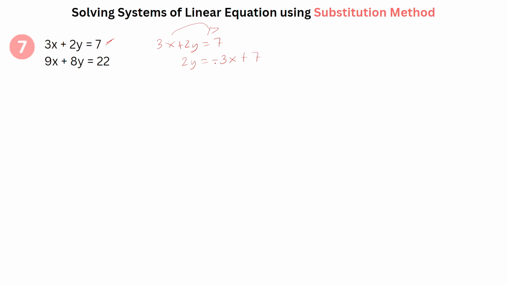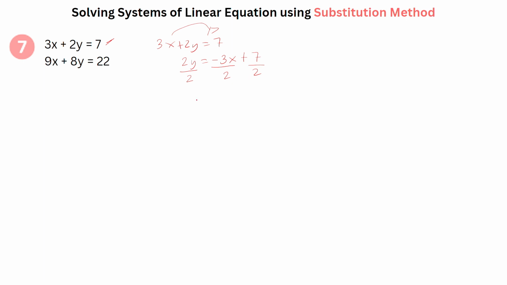Now, are we done already? Not yet, because again, our goal is to solve for y, right? I mean, to separate the variable y. Is it already separated? Not yet, because we still have here the 2. How do we cancel the 2? I will divide this by 2, and then I will also have to divide the other 2 by 2.